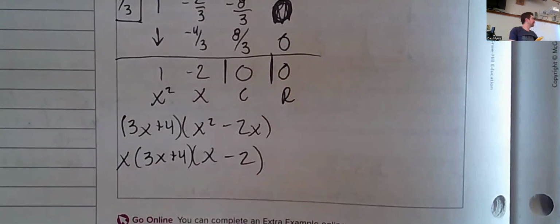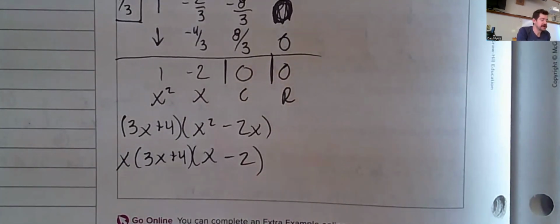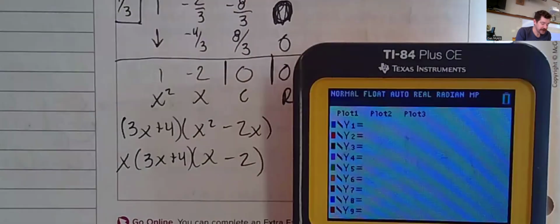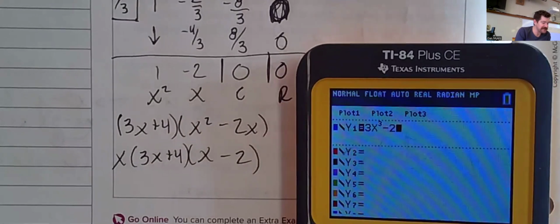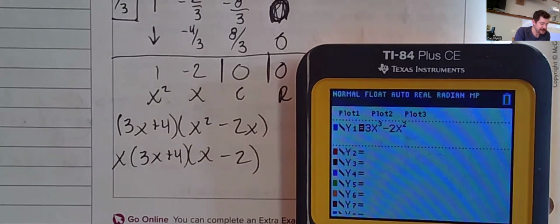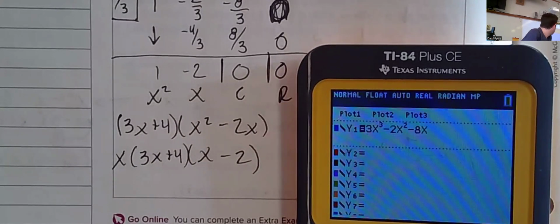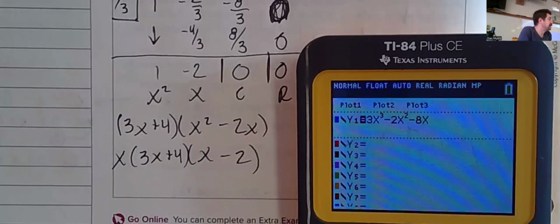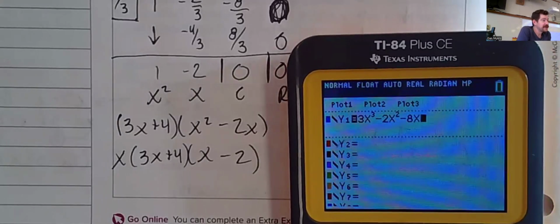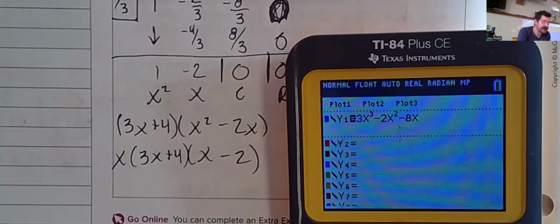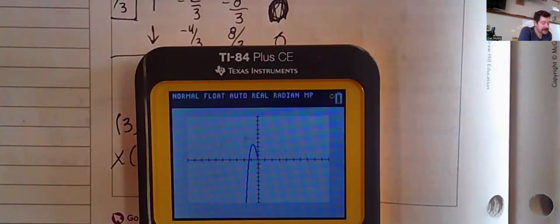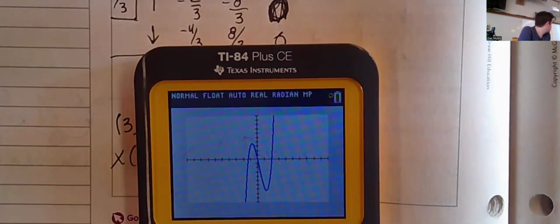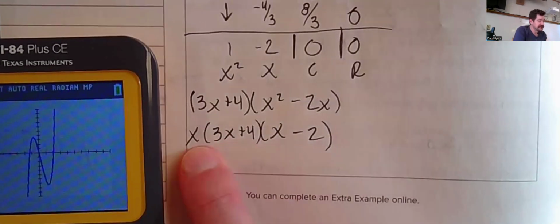In fact, to wrap things up, let's see if that's true. So the equivalent function here would be 3x cubed, because it's always good to bring it back to the graphing side of things. It's easy to get caught up in the algebra and not remember what we're actually doing. And what we're actually doing here is figuring out x-intercepts. So this function, if we look at our graph, should end up with x-intercepts at -4/3, 0, and +2. So let's find out.